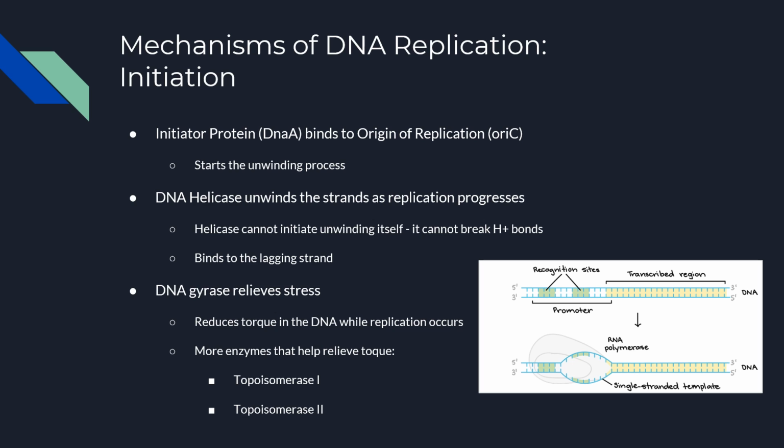The first step of DNA replication involves an initiator protein that is bonded to the origin of replication in order to start unwinding the DNA. Then, DNA helicase continues to unwind the strand while DNA gyrase relieves tension with the help of topoisomerase.